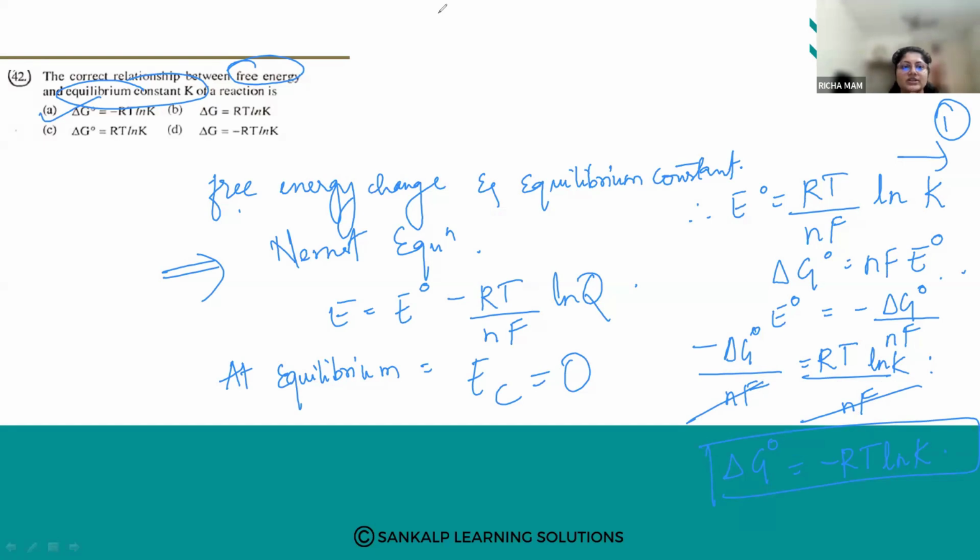So how did we get this relationship between free energy and equilibrium constant from the Nernst equation? From the Nernst equation, E is equal to E naught minus RT by NF ln of Q. At equilibrium, E is equal to 0, your Q will be equal to KC, that is your equilibrium constant K. Therefore E naught is equal to RT by NF into ln of K. We know that delta G naught is equal to NF E naught. If you substitute the value of E naught here, we are going to get this relationship. So this is the relationship between the free energy and equilibrium constant. So option number A is the answer.